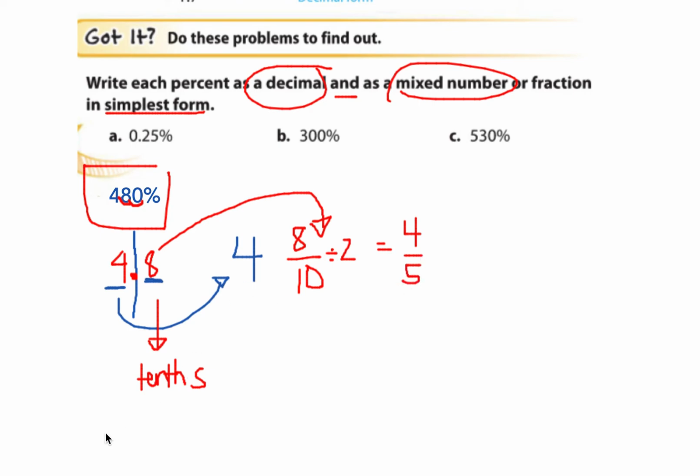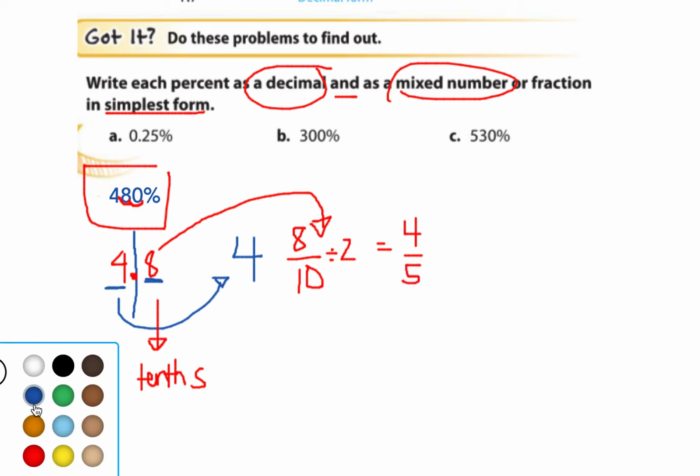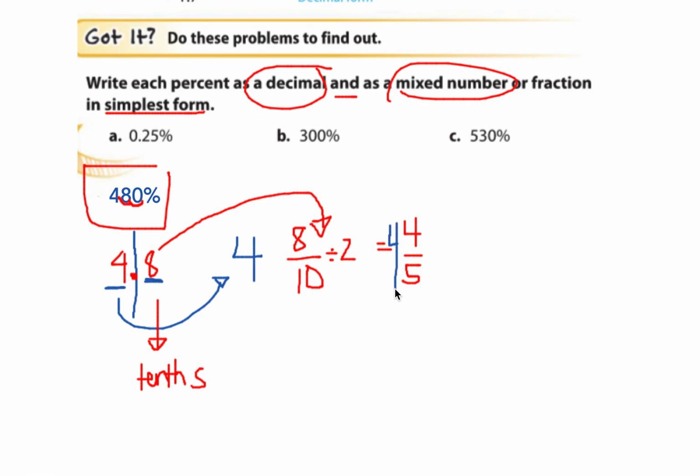Now I have to simply bring that 4 back over here because we had a whole 4 here first, remember? 4 and 4/5. Oh, that looks kind of weird. 4 and 4/5. And that is how you make it into a decimal and a mixed number in simplest form.